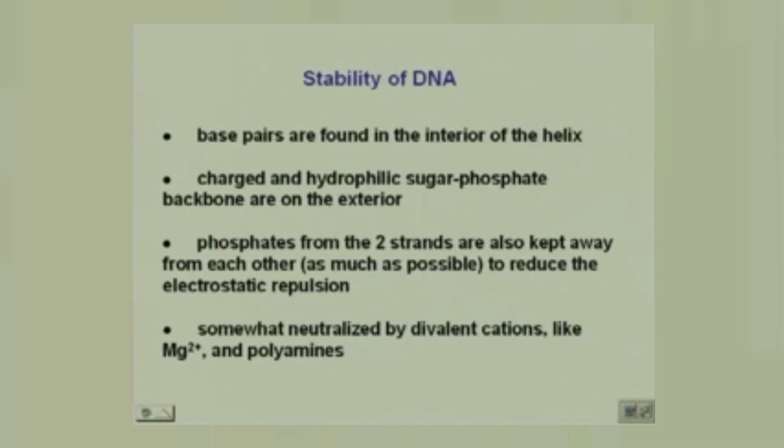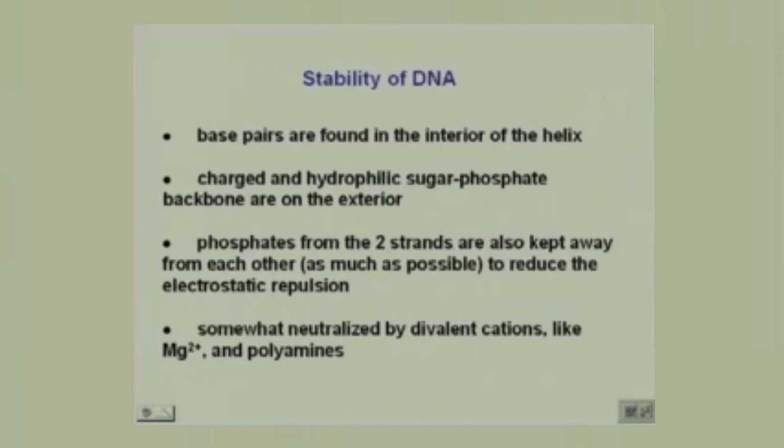Why would they be neutralized by polyamines or magnesium? Because they are positively charged, they would counteract the negative charge of the phosphate and result in stabilization. Usually we have magnesium and polyamines that result in the stability of DNA. So, there are certain forces that keep the DNA structure together and stable, and we are now going to learn what agents can disrupt the structure of DNA.